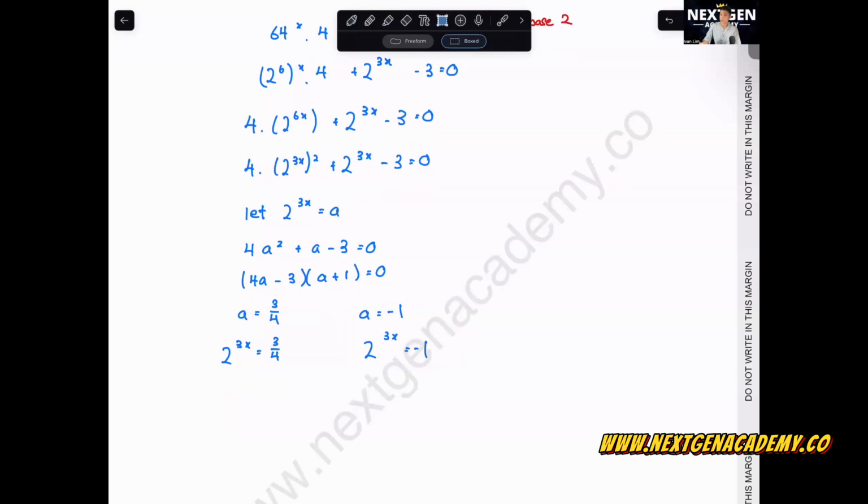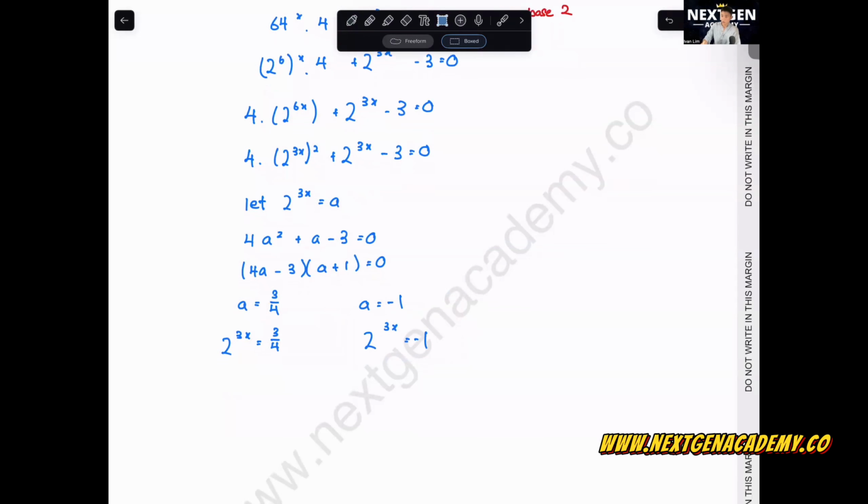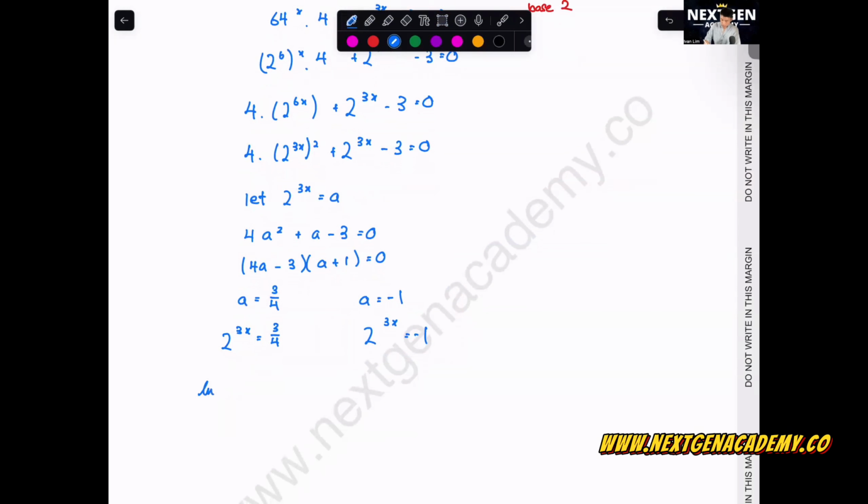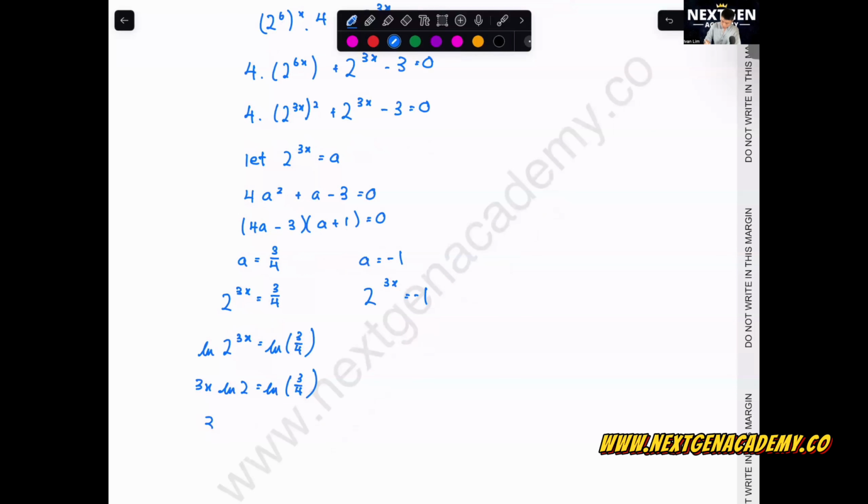Okay, you got unknown power to solve. You can use ln, you can use log. Okay, we use ln, 2 to the power of 3x equals to 3/4, so 3x ln 2 equals to ln 3/4. Okay, 3x equals to ln(3/4) over ln 2. Okay, this one I can straight away write divide by 3. Okay, so let's put here is over 3. Type in the calculator. ln(3/4) divided by 3 ln 2. Okay, we'll get x is negative 0.138.